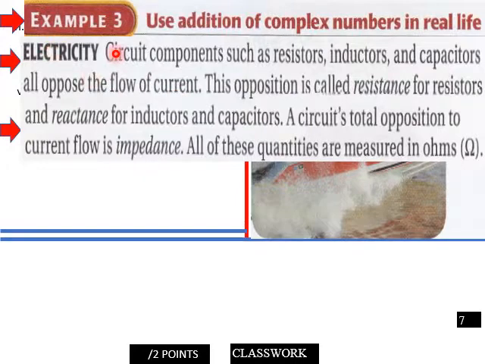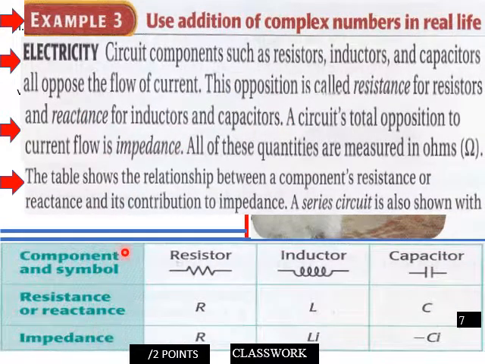We have an electricity problem here. Resistors, inductors, capacitors, all oppose the flow of a current. This is called resistance for resistors and reactance for inductors and capacitors. The circuit's total opposition to current flow is called impedance. We have a lot of jargon here. All these quantities are measured in ohms.